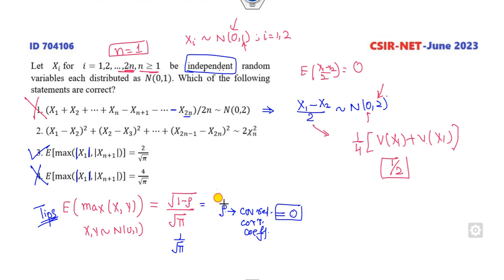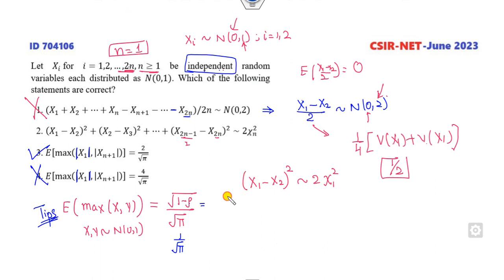Now look at the second option. They are talking about n. N is 1, so it's 2 minus 1, which is 1, so it's 2. So basically (X1 minus X2) whole square. Does it follow chi-square of 1? Again, very simple. How can you prove that? I can take Y as X1 minus X2, divided by root 2, so I can take this as Y. If I take E of Y, it will be 0.